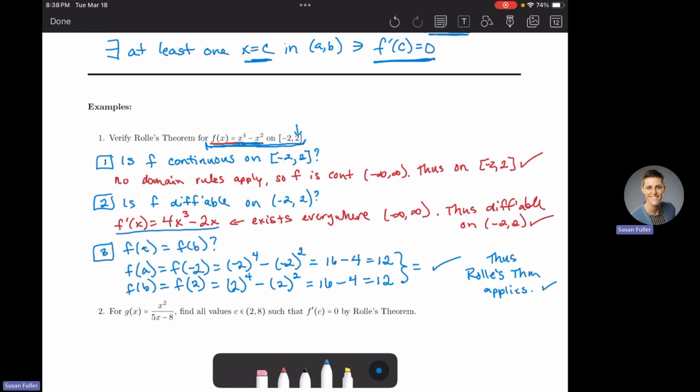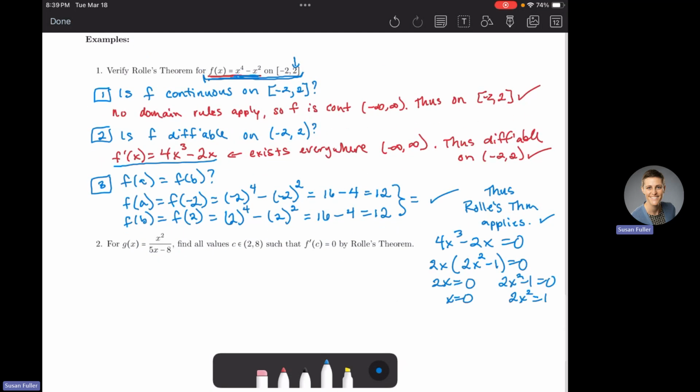We're going to take our derivative, 4x to the third minus 2x, and set it equal to 0, and we'll just solve this out. We'll take out that 2x that's in both of these, and I'm going to have 2x times 2x squared minus 1, and that means either 2x equals 0 or 2x squared minus 1 is 0. So x equals 0, or 2x squared equals 1. And x squared is 1/2. And that means x is plus or minus the square root of 1/2.